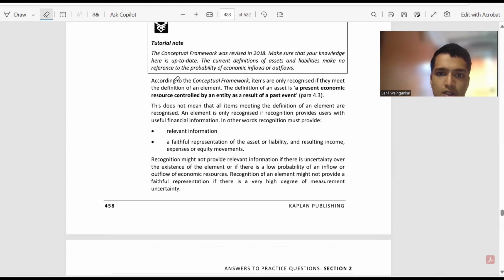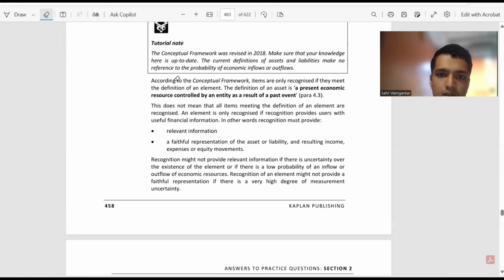So look, according to the conceptual framework, items are only recognized if they meet the definition of an element. The definition of an asset is a present economic resource controlled by the entity as a result of a past event. I may have said present right to receive economic benefits, but okay, a present economic resource controlled by the entity as a result of a past event.